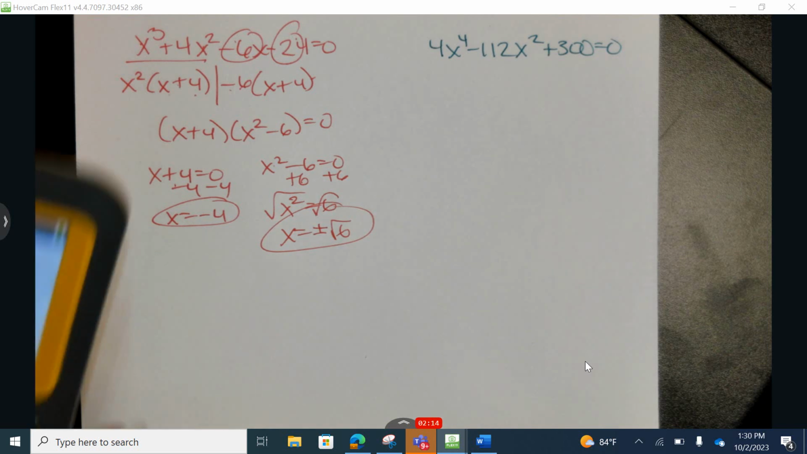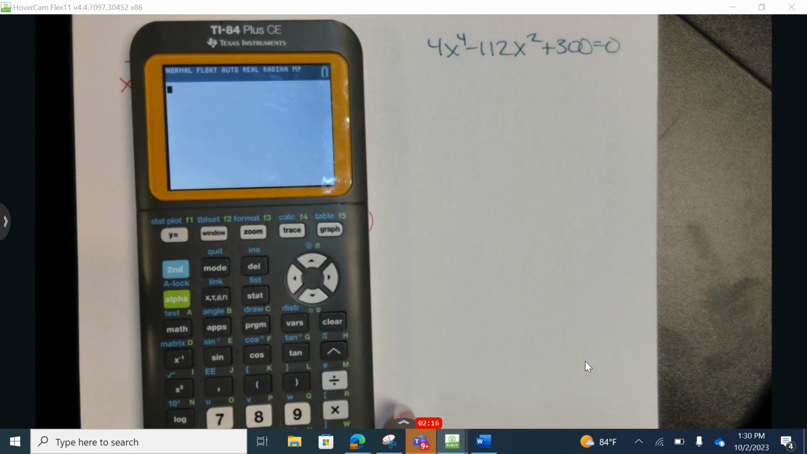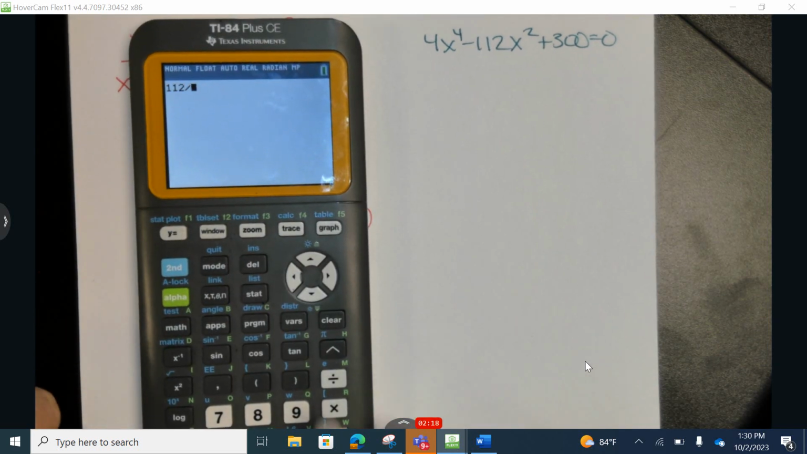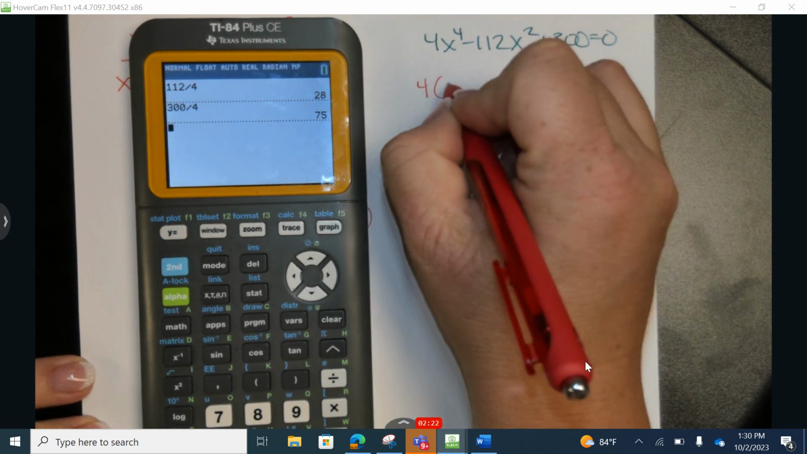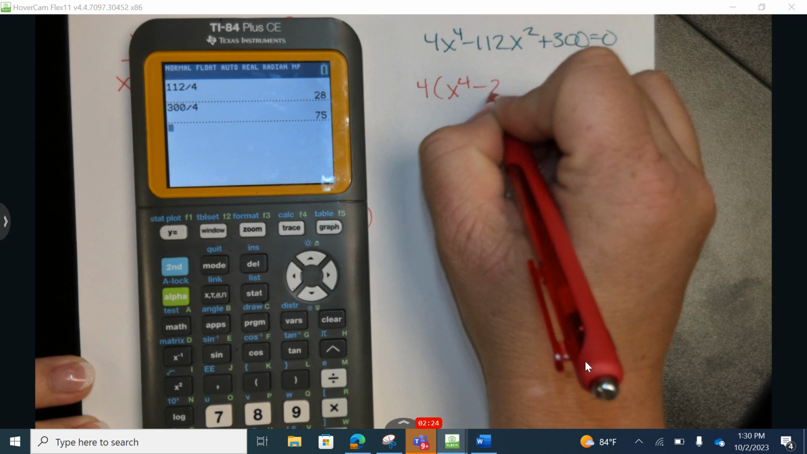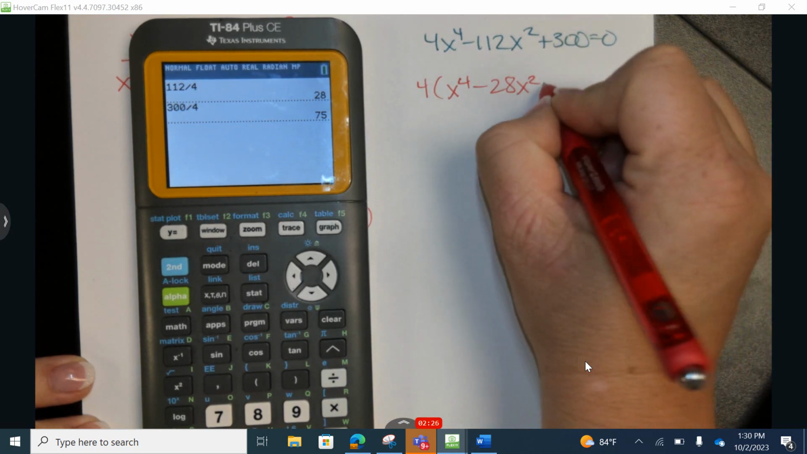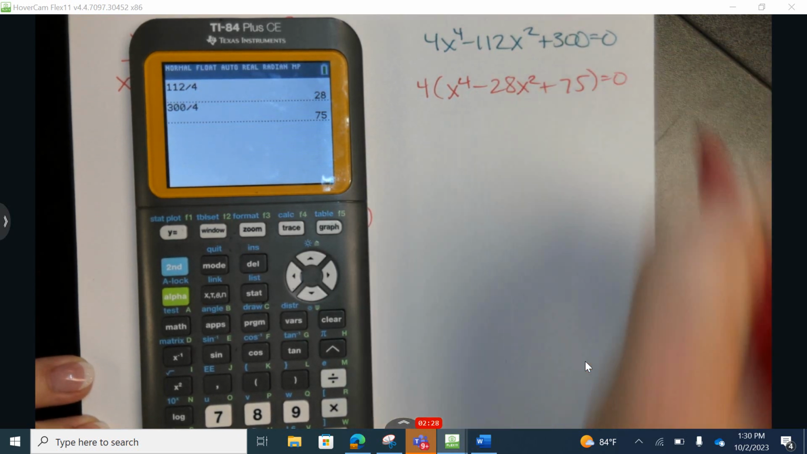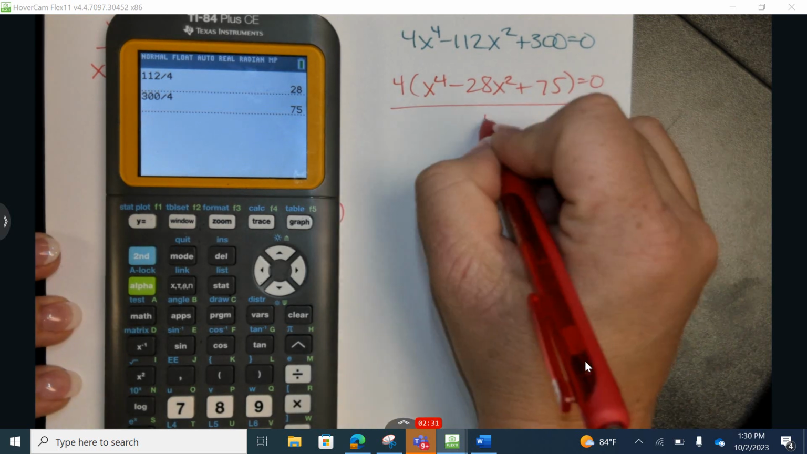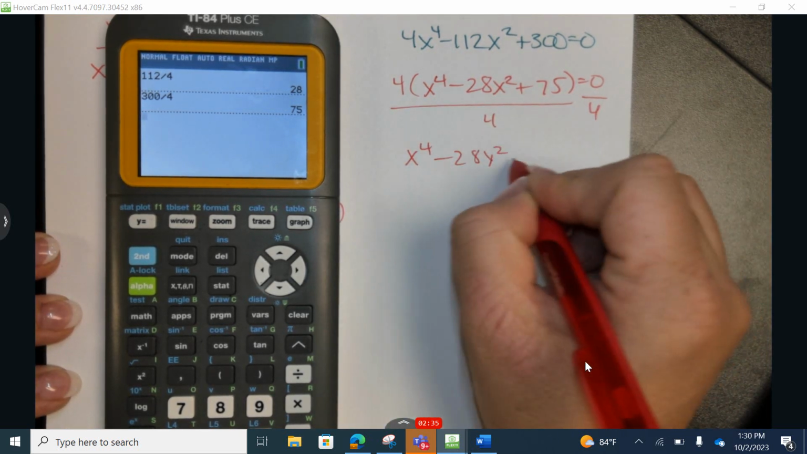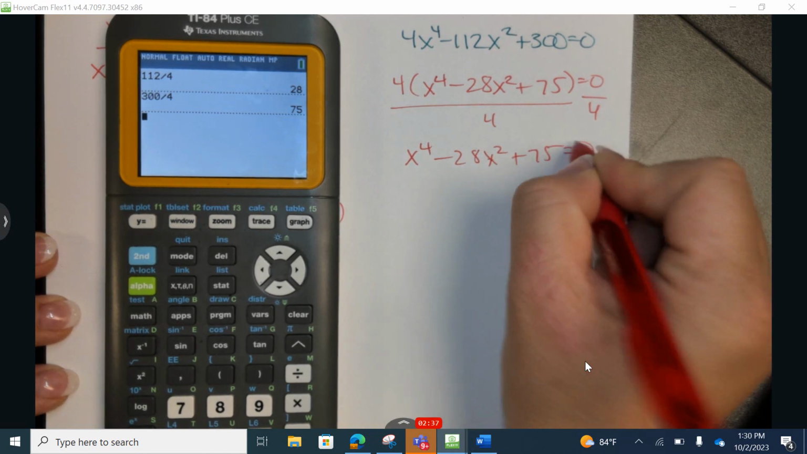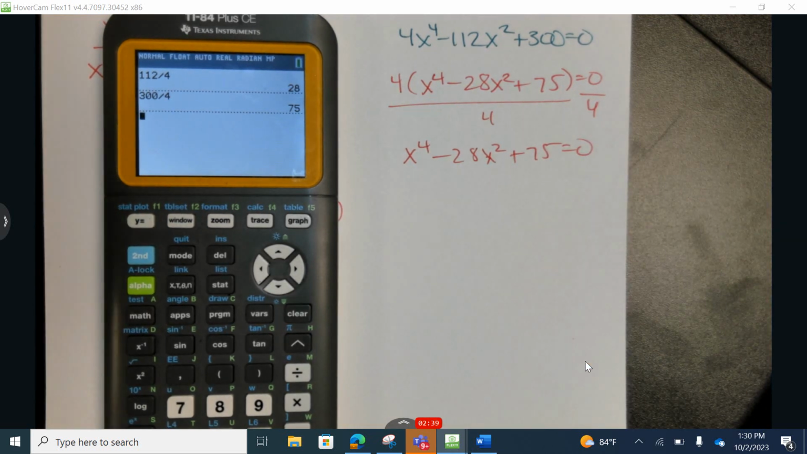So for this problem, oh, those numbers look ugly. I'm going to see, is it divisible? Let's see, can I divide by 4? I can. Okay, let's factor out a 4. And now when I divide by 4, I'm left with this trinomial, and I want to see, can I use factoring to solve it? If not, I'll revert to the quadratic formula.